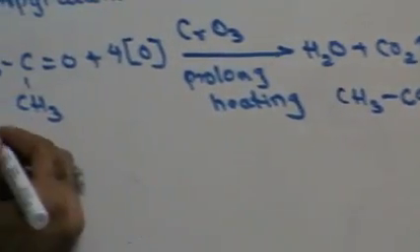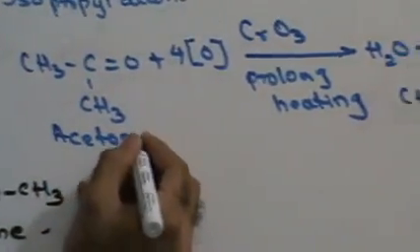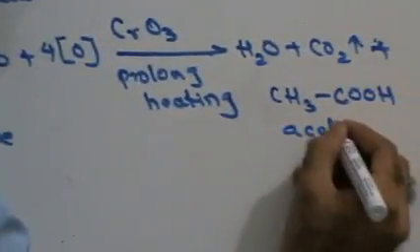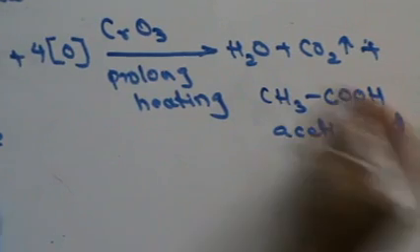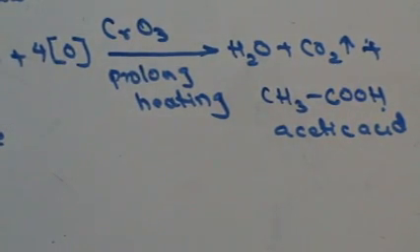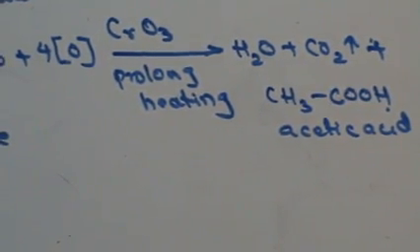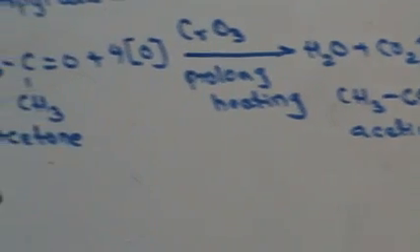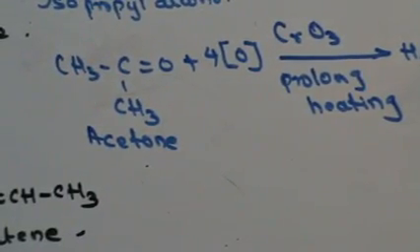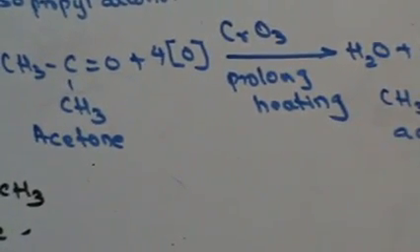So this was acetone and this is acetic acid. Acetone has got 3 carbon atoms, whereas acetic acid has only 2 carbon atoms. So in the case of secondary alcohols, you get acid, but you get acid with less number of carbon atoms. Next, let's see tertiary alcohols.